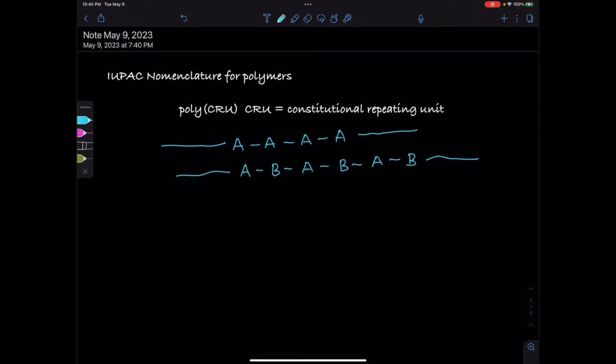The way the polymer is named is we first write poly and, within parentheses, the name of the repeating unit. In the first case, A is the repeating unit. It's called constitutional repeating unit, or CRU. In the second case, AB is the repeating unit, or CRU.